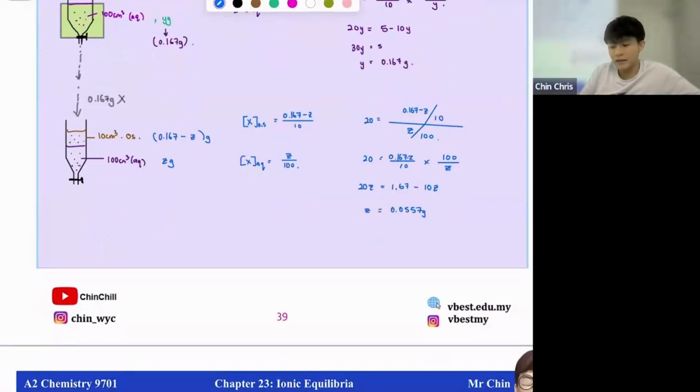Okay, so guys, I know that your Z equals 0.0557, correct? Yes, sir. Which means this is 0.0111, correct? Clear.